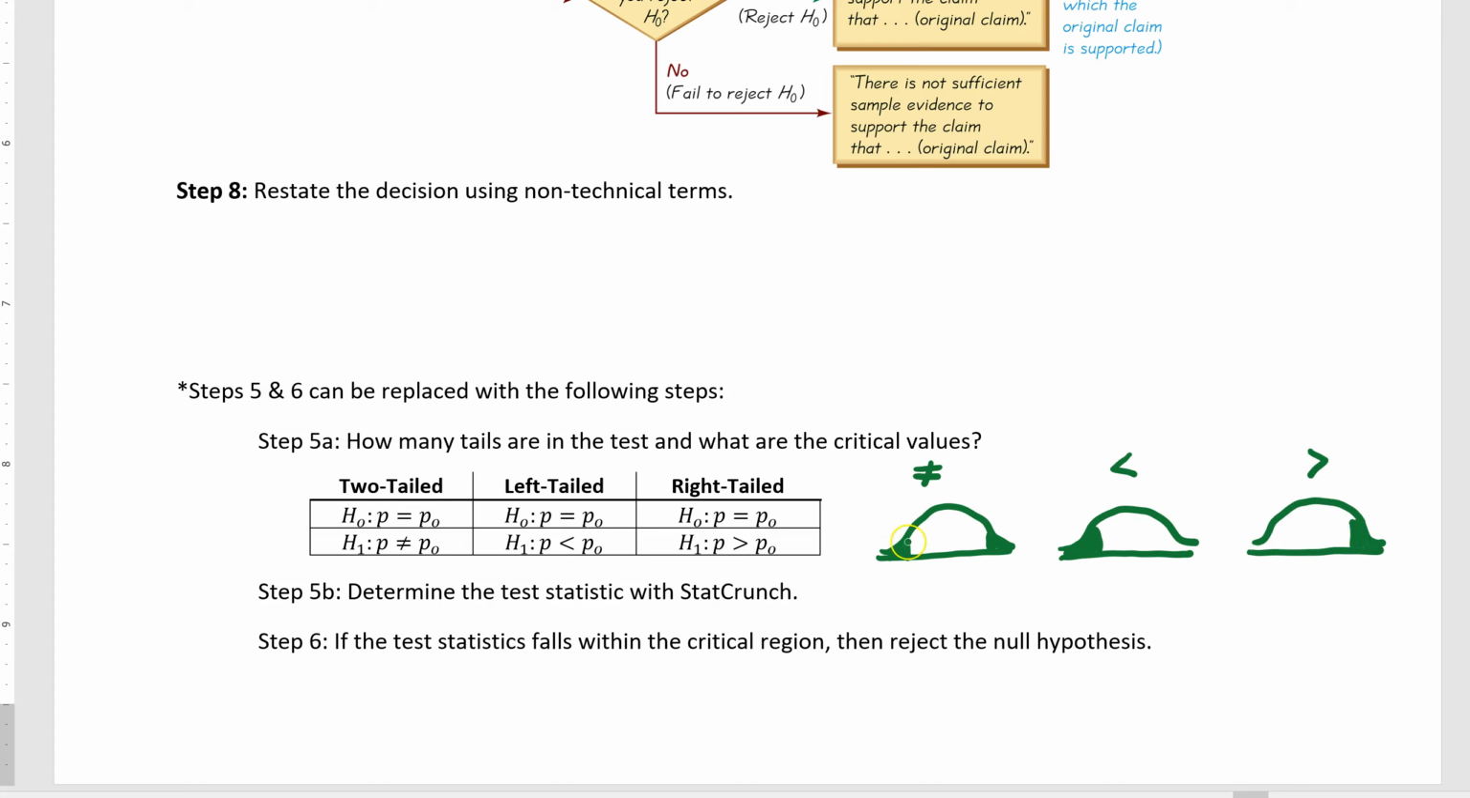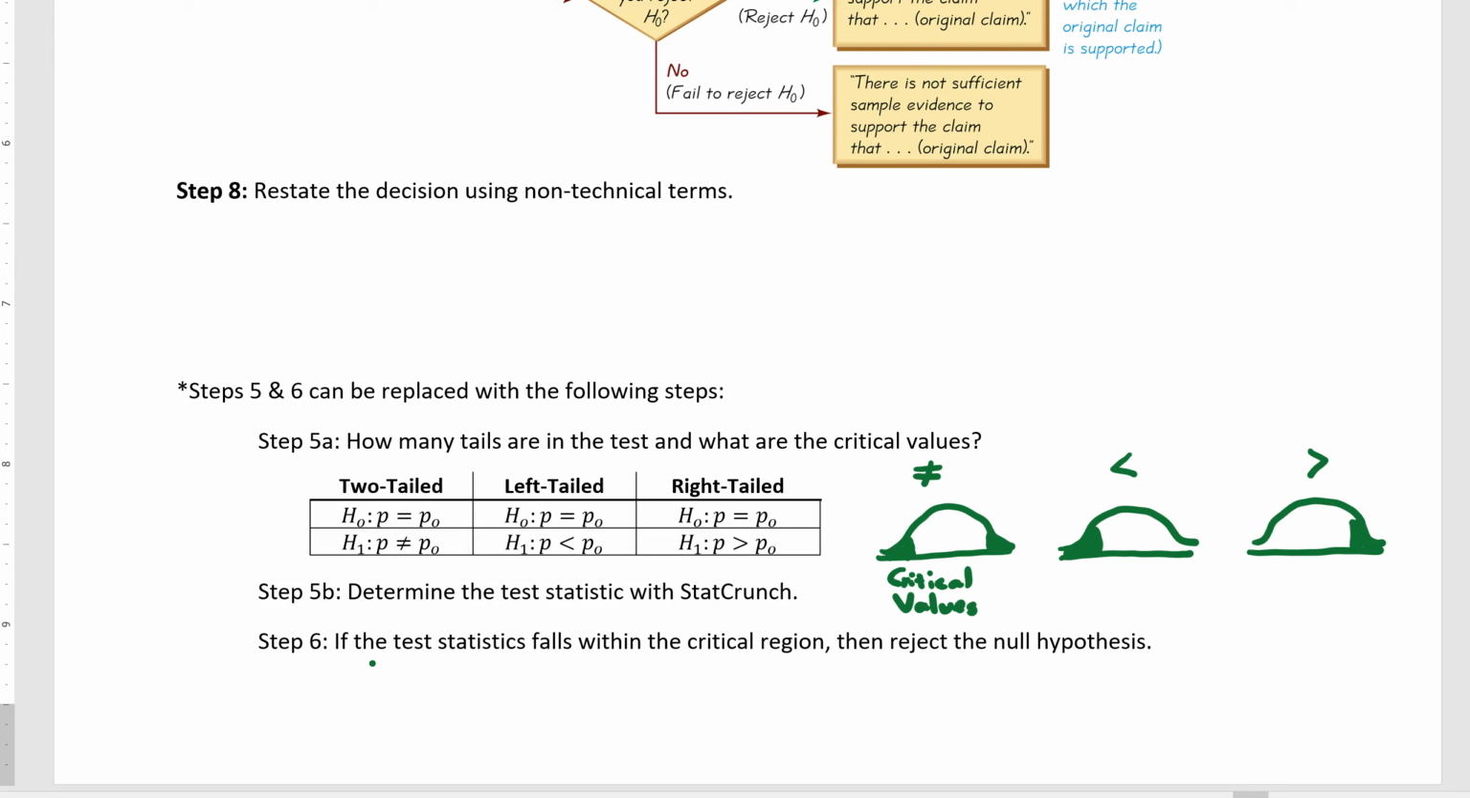Now, the vertical lines that are drawn to separate the particular tails are called critical values. And critical values are different for each population parameter. Remember, the population parameters are population proportion, population mean, and population standard deviation. Each one of those has a different distribution model, and hence they have different critical values. 5B, you determine the test statistic with StatCrunch. Now, there are official formulas that you'll see in your textbook, but it's easier just to find them in StatCrunch.